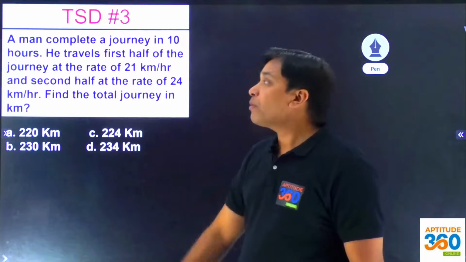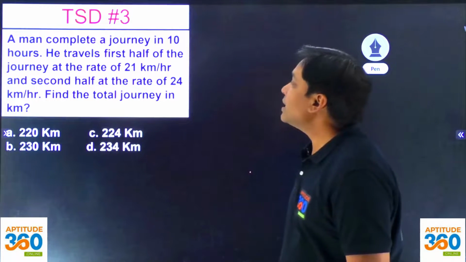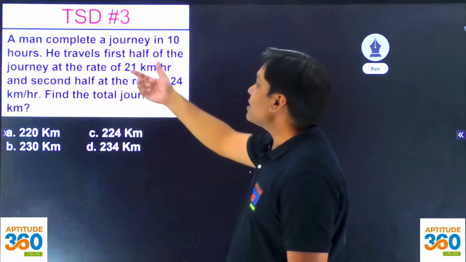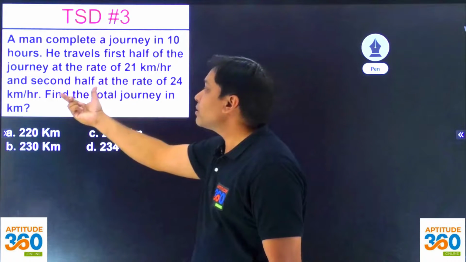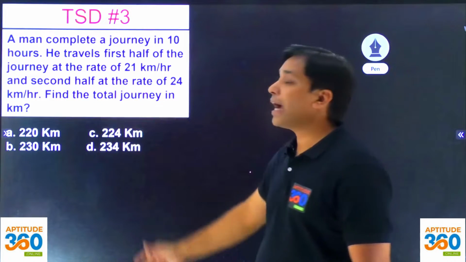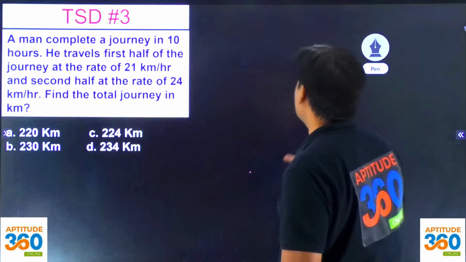The very first problem says that a man completes a journey in 10 hours. He travels first half of the journey at the rate of 21 km per hour and second half of the journey at 24 km per hour. Find the total journey in kilometers.